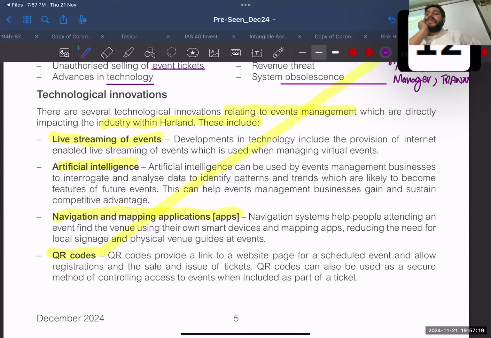Then artificial intelligence can be used by the event management businesses for interrogating and analyzing the data to identify the patterns and trends which are likely to become the features of the future events. This can help the event management business to gain and sustain competitive advantage.